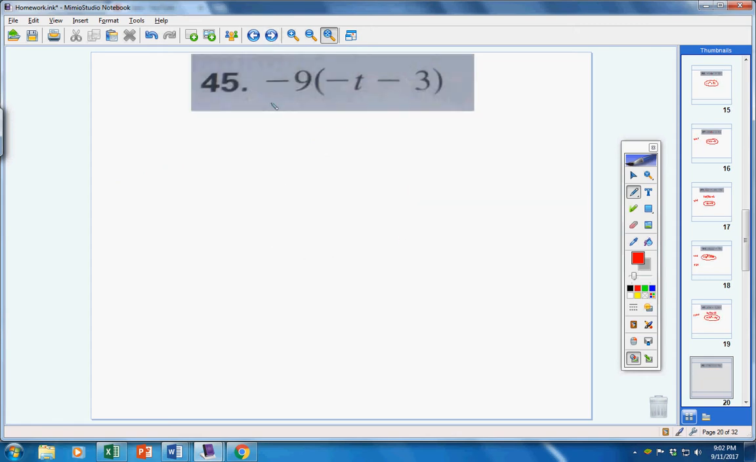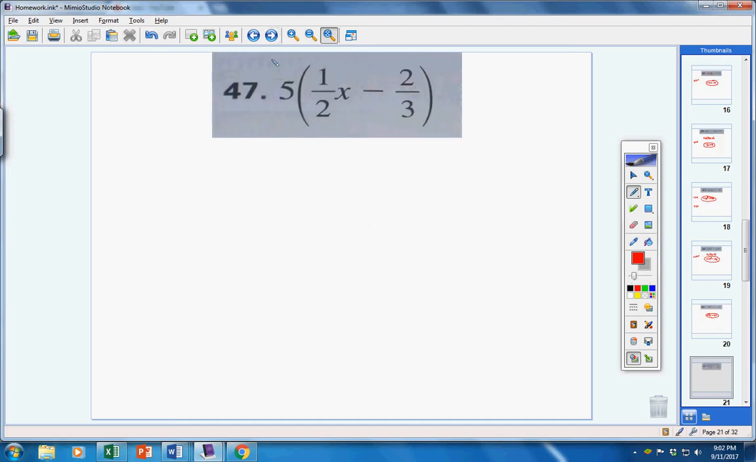Number 45. A negative times a negative is a positive. 9 times t is 9t. A negative times a negative is a positive, and 9 times 3 is 27.